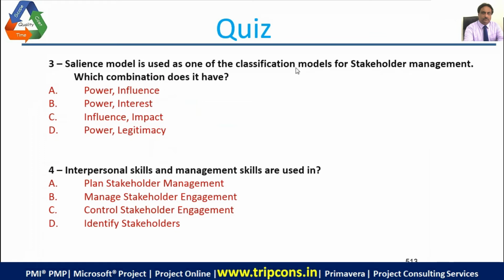Salience model is used in one of the classification models for stakeholder management. So which combination does it have? If you can remember. So that's not the problem if you don't remember. D. Yeah, it is the power and the legitimacy. Interpersonal skills and management skills are used in.